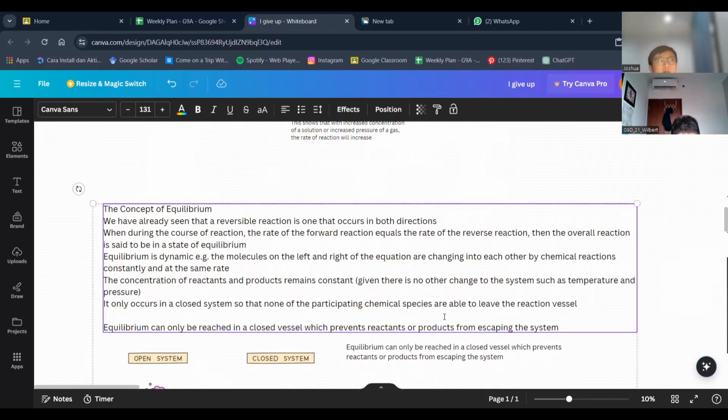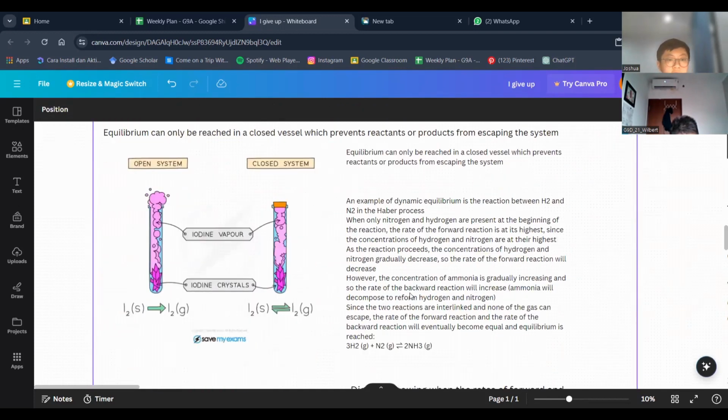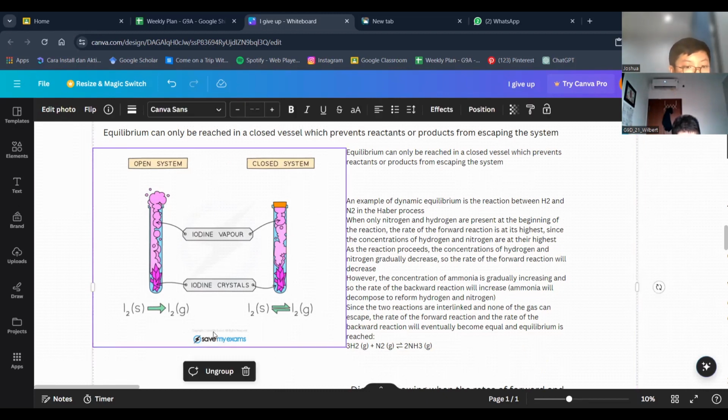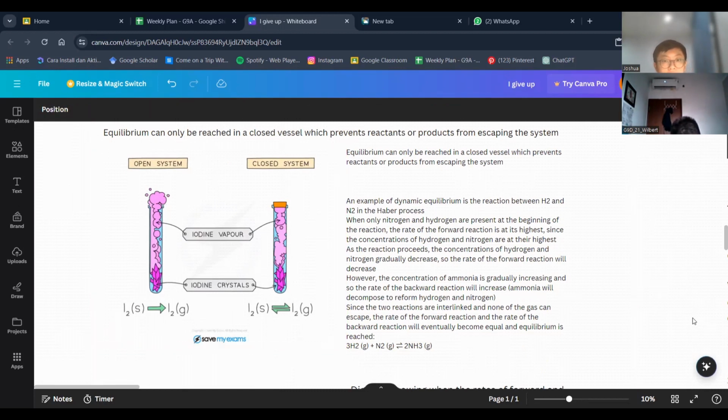So as long as you are in a closed system, no outside products will affect the achievement of equilibrium. So this shows the difference. In an open system, the iodine can actually escape, but in a closed system, it maintains the concentration. As you can see here, there is an arrow which shows that solid iodine can turn into its gaseous state, but it cannot turn back. But if you put it in a closed system, you can actually turn it back into its solid state.